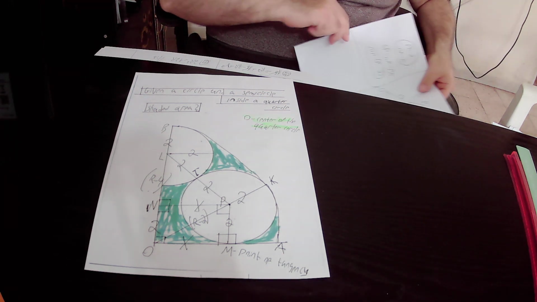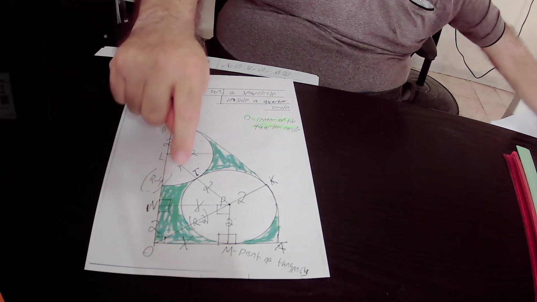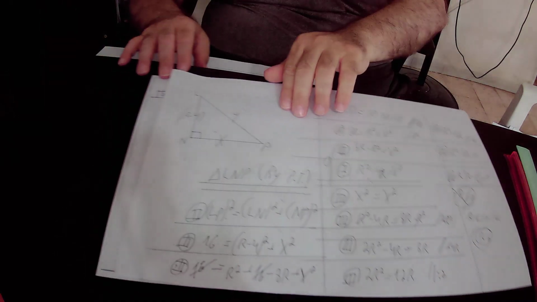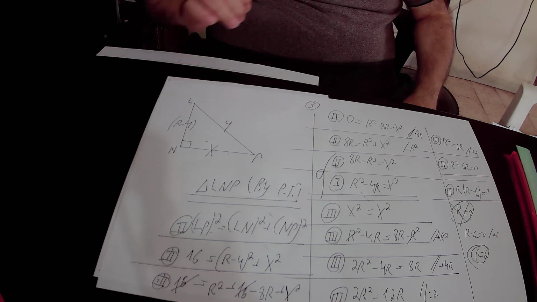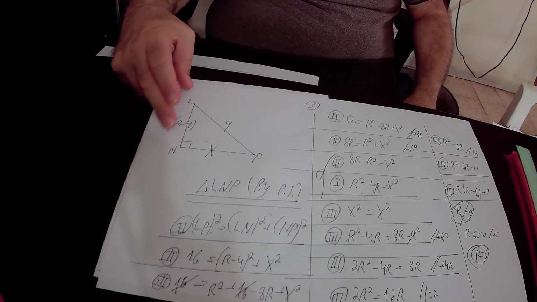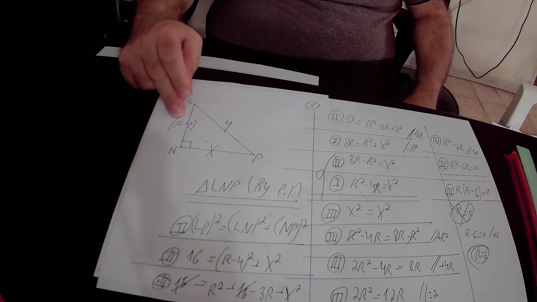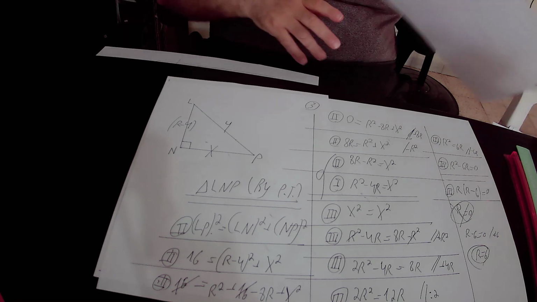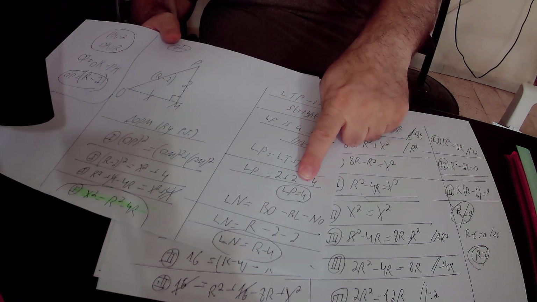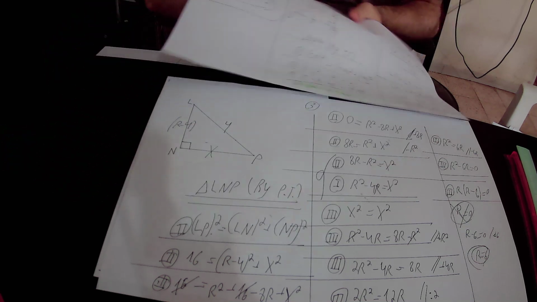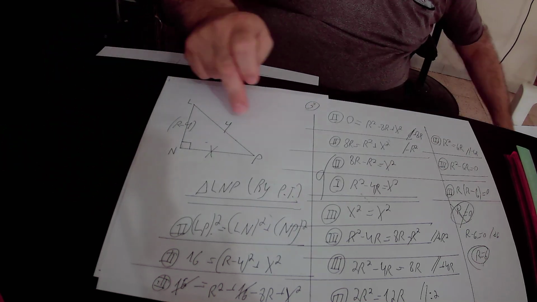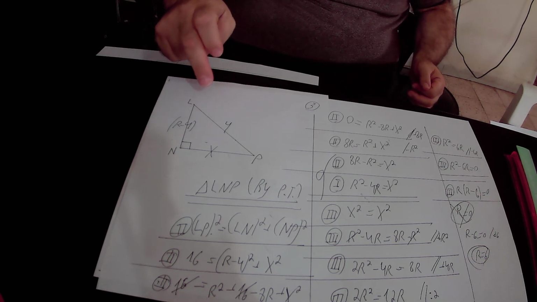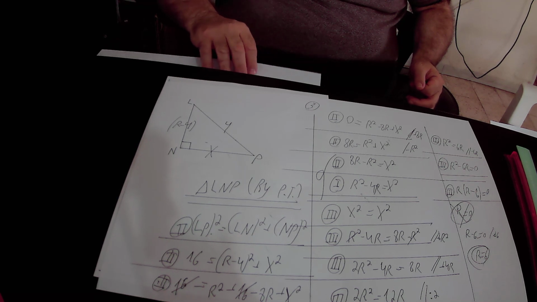Then I copied the right triangle LNP in a new page and we implemented the Pythagoras theorem on it. This is the right triangle LNP that I copied from the original drawing. We just found out that LN equals capital R minus 4, NP equals x, and LP equals 2 plus 2, that is 4 units. So the hypotenuse LP equals 4 units, and according to the Pythagoras theorem, in the right triangle LNP, the square of the hypotenuse equals the sum of the squares of the perpendiculars.